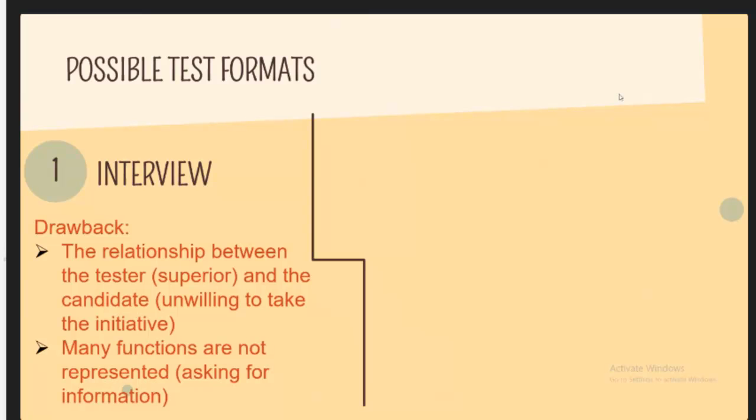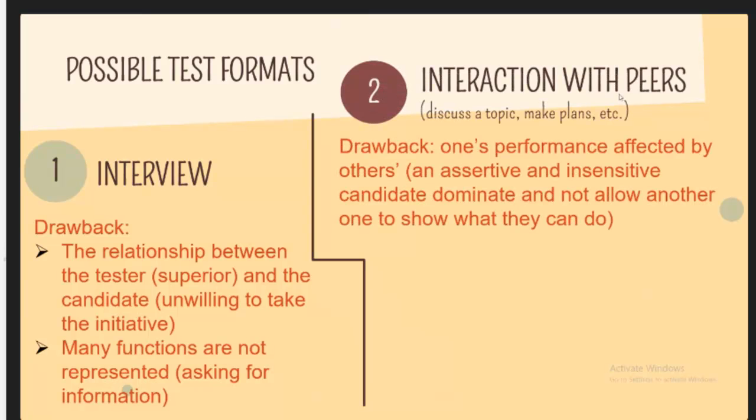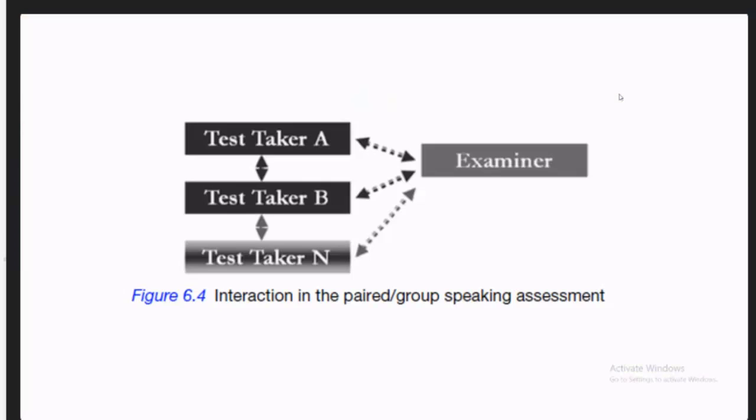Yes. Okay. Thank you. And if we test them by the interaction with their peers, it also has the drawback that some students are so assertive that they dominate and influence the performance of the others. Yeah. Yes. Okay. And here we have the diagram to illustrate.